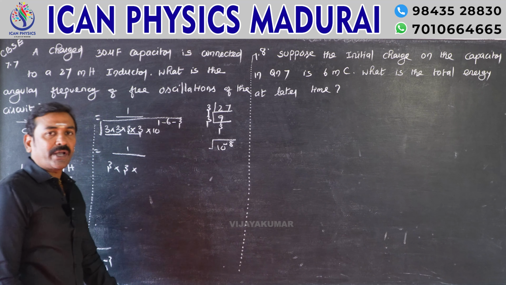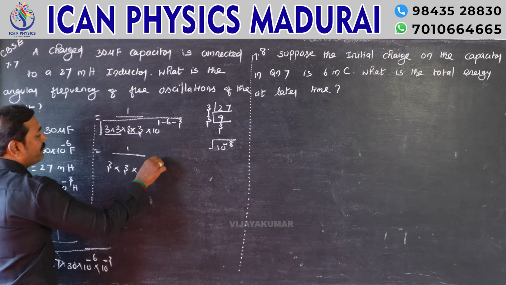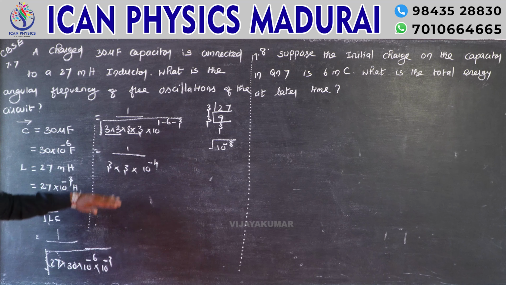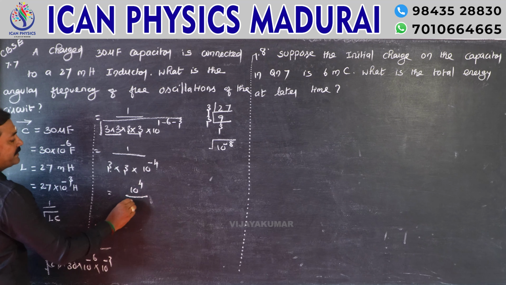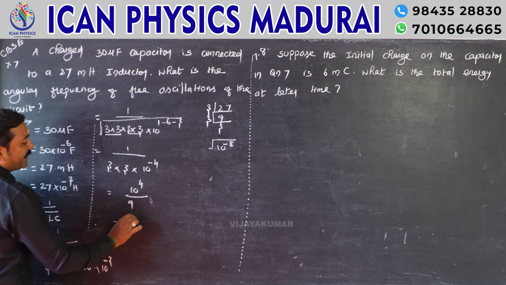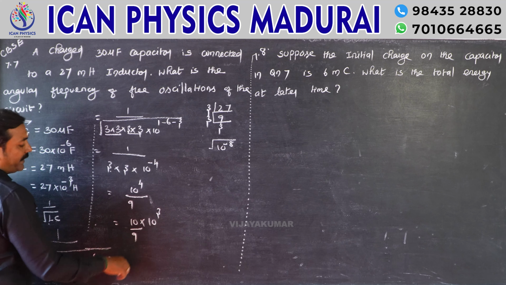So, to take the square root of 10 to the power minus 8, then it becomes 10 to the power minus 4. The minus 4 goes to the numerator as plus 4. Okay, 10 to the power plus 4. So 3 3s are 9. So how can we write 10 to the power 4? 10 into 10 to the power 3 divided by 9.